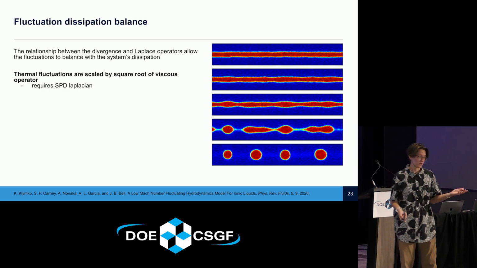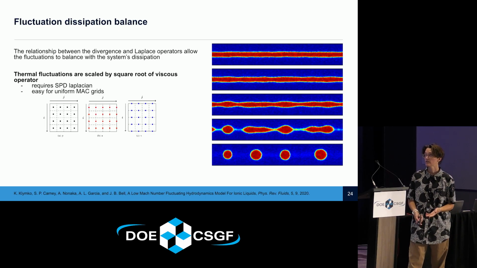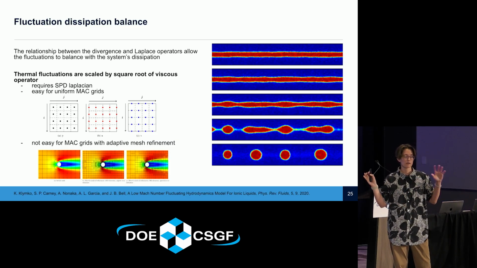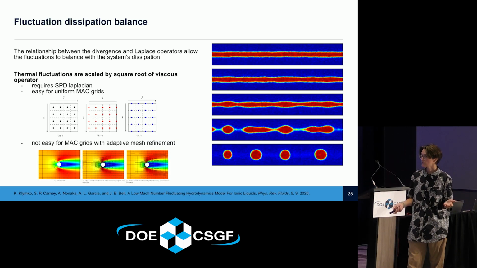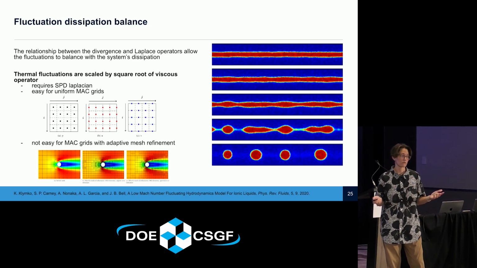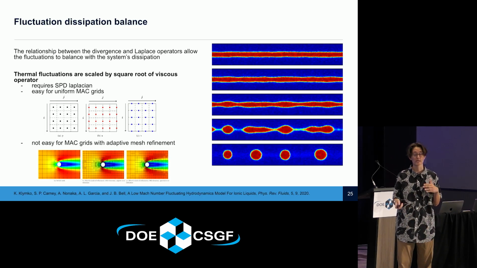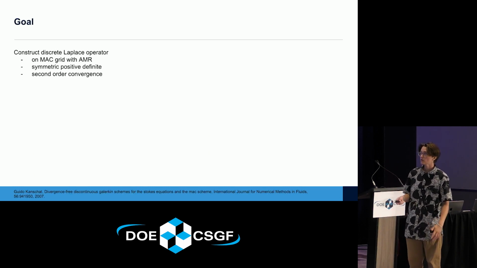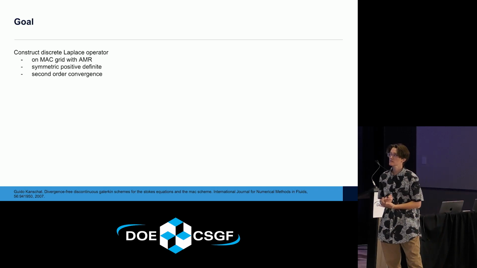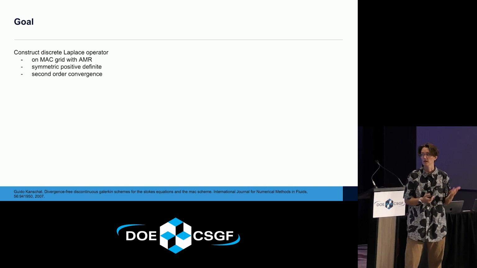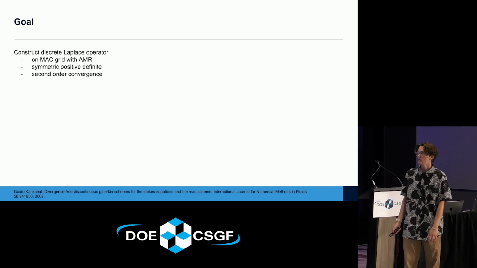But that requires an SPD Laplacian, which we don't have when we apply mesh refinement on these MAC grids. This is really easy if we're using uniform grids, but we really want to be able to use AMR, or adaptive mesh refinement, and we just can't with fluctuating thermodynamics right now because there's no way to satisfy this balance, since we don't have an SPD Laplace operator for MAC grids. So that leads to my research goal, which is to develop this Laplace operator on MAC grids with AMR that is SPD and has second-order convergence.